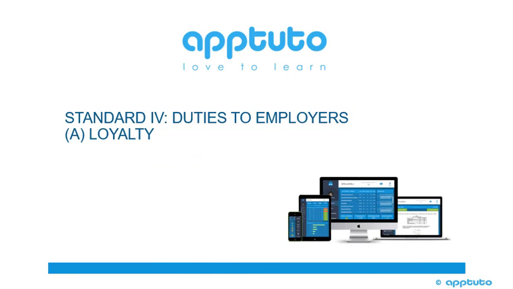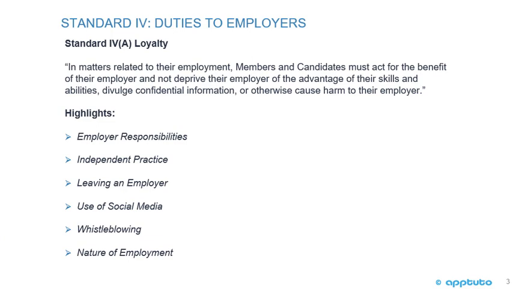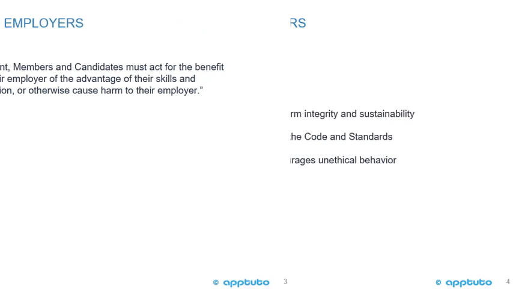Standard 4, Duties to Employers, Substandard A, Loyalty. Standard 4A, Loyalty. In matters related to their employment, members and candidates must act for the benefit of their employer and not deprive their employer of the advantage of their skills and abilities, divulge confidential information, or otherwise cause harm to their employer. Some highlights with regards to this standard are employer responsibilities, independent practice, leaving an employer, use of social media, whistleblowing, and nature of employment.